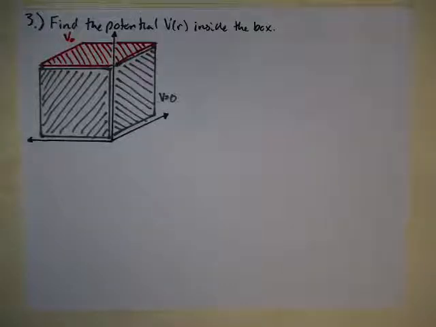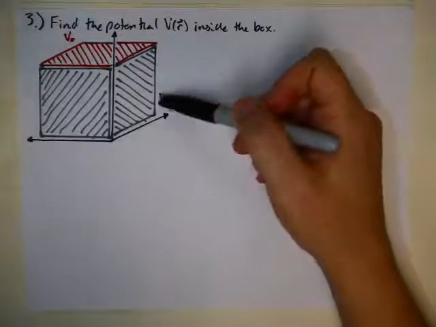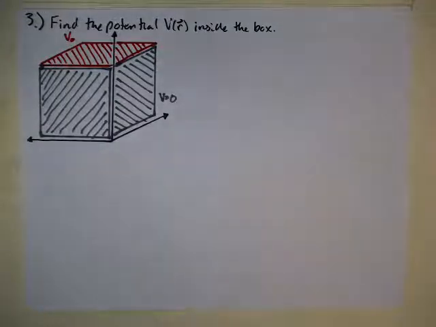Homework 5, problem 3: find the potential V everywhere inside the box, where the box has 5 of the sides at potential V equals 0 and 1 of the sides at a potential V equals V naught.